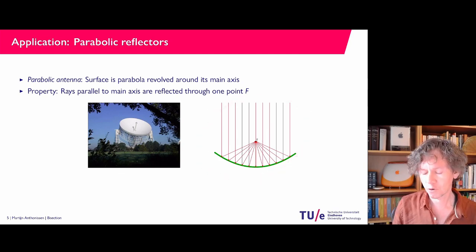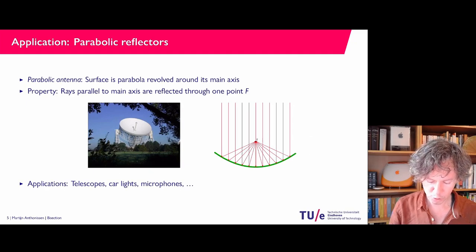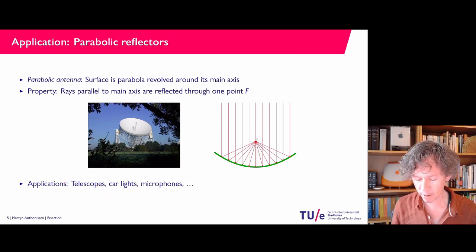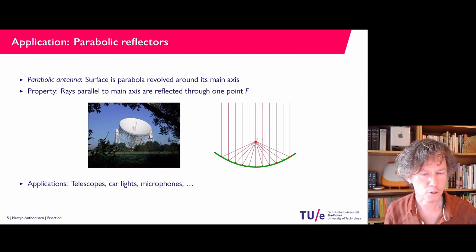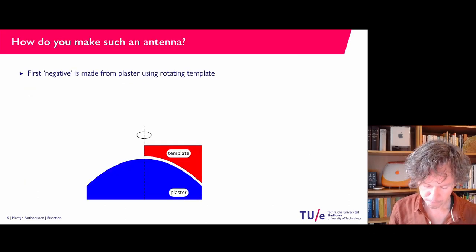And there are many more applications, but you also know it, for instance, from telescopes or car lights or the light on your bike or maybe microphones. They all have properties like this. So how can you build such a thing?